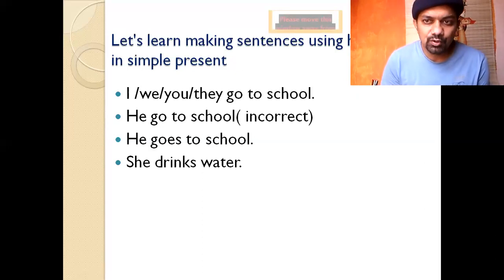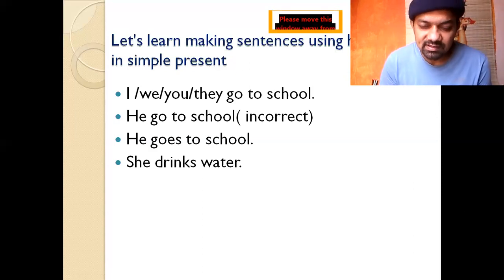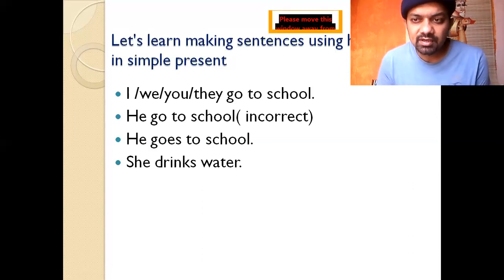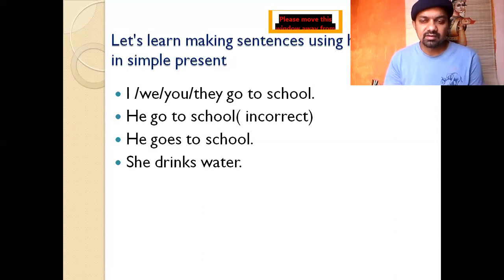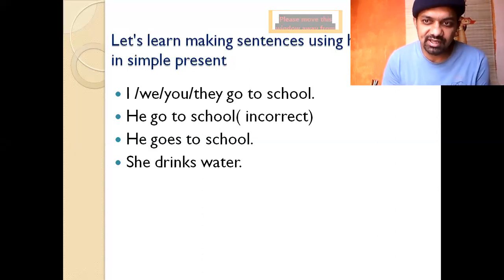In the first episode, we learned to make sentences using I, we, you, they. We also learned that we use simple present to express regular activities, habitual actions. I go to school. I brush my teeth in the morning.